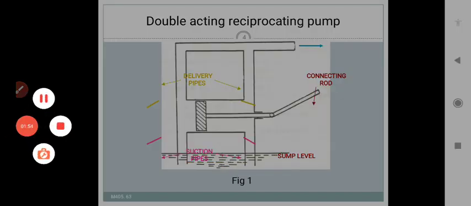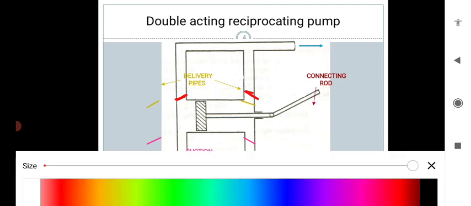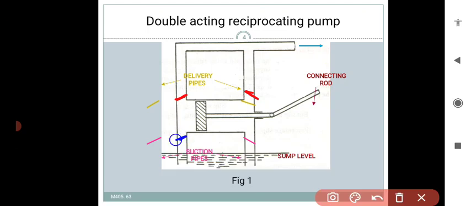Here there are two suction pipes and two delivery pipes. These two red colored ones are the two delivery pipes, and these two blue colored ones are the two suction pipes. These are the main parts of this double acting reciprocating pump.